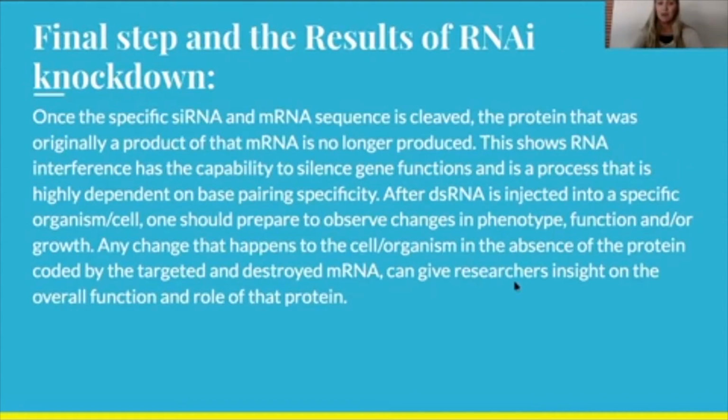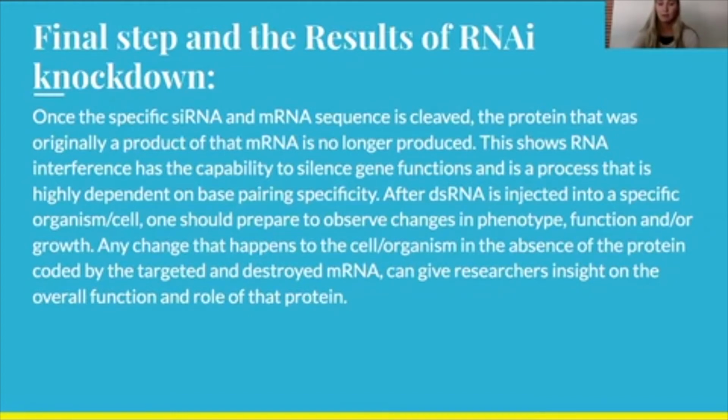So the final step and the results of RNAi knockdown are as so. Once the specific siRNA and mRNA sequence is cleaved, the protein that was originally a product of that mRNA is no longer produced. This shows RNA interference has the capability to silence gene functions and is a process that is highly dependent on base pairing specificity. After dsRNA is injected into a specific organism or cell, one should prepare to observe changes in phenotype, function, and or growth.